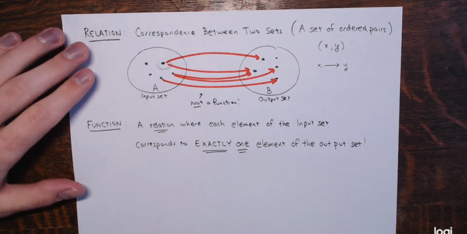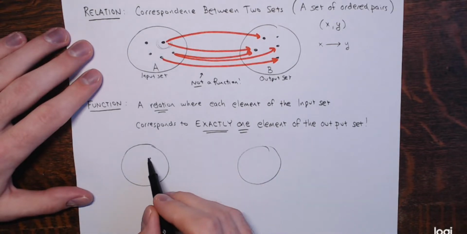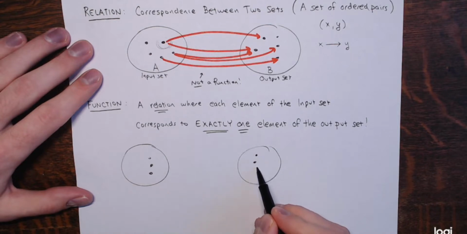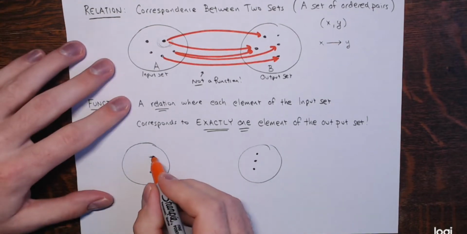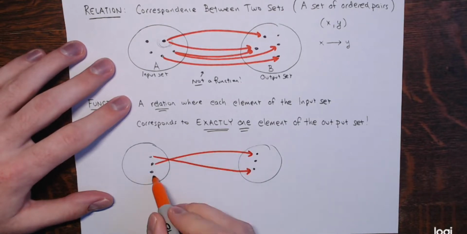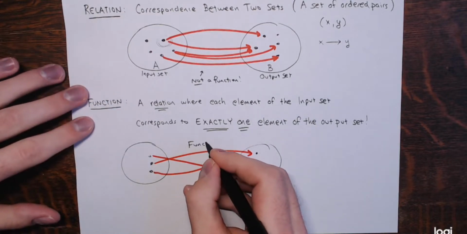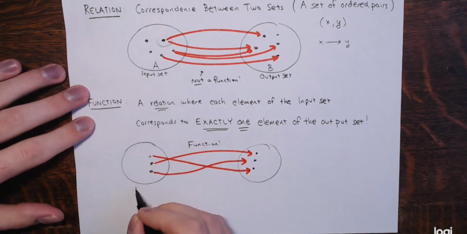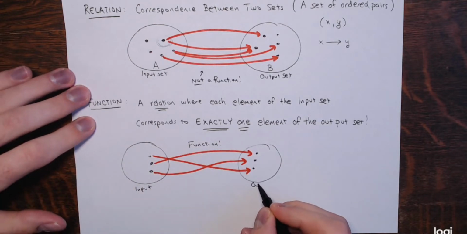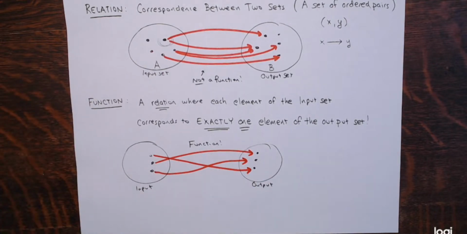An example of a function would be, say here's the input set, here's the output set. I have these elements over here in the input set, these elements in the output set. If this element corresponded to just that element, and this one corresponded to just that element, and this one corresponded to just that one, this would be an example of a function. Every element in the input set corresponds to exactly one element in the output set. And that's all you really need to know to help you get through this assignment.